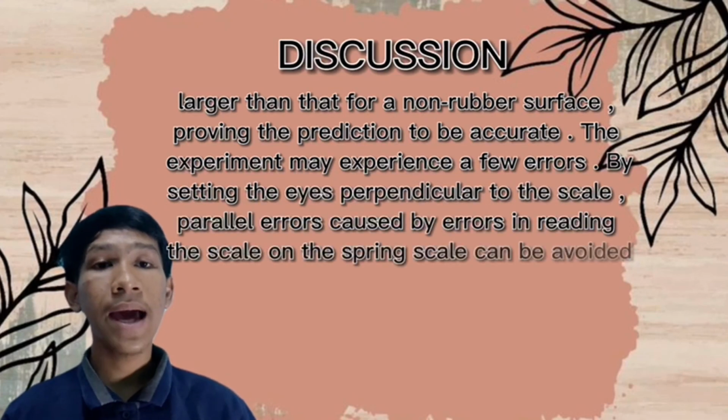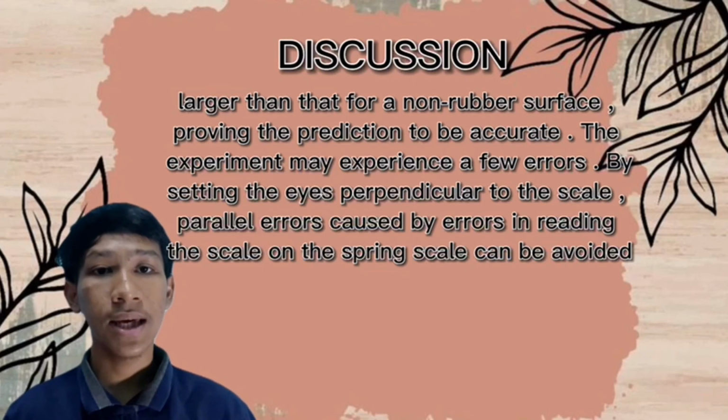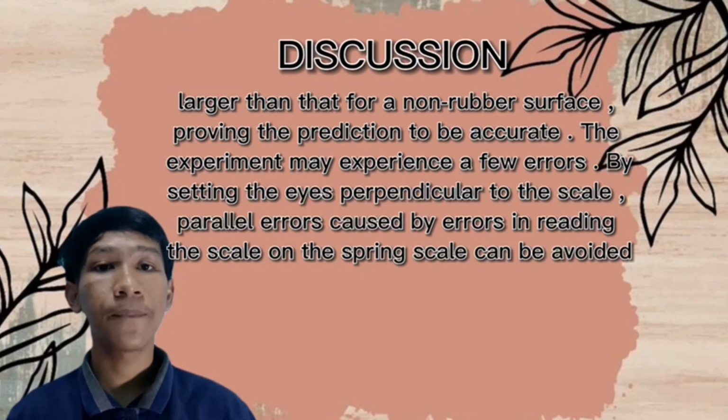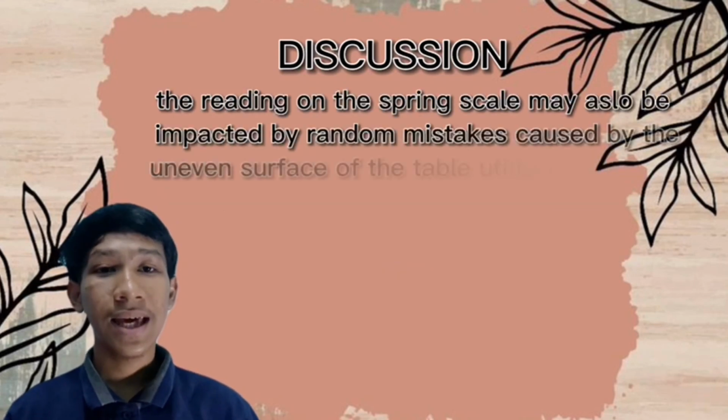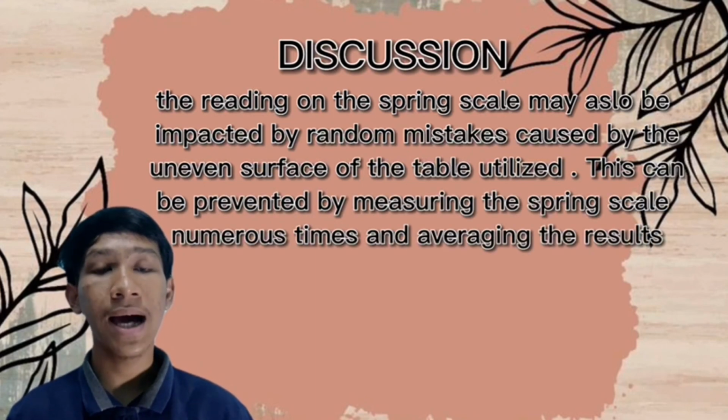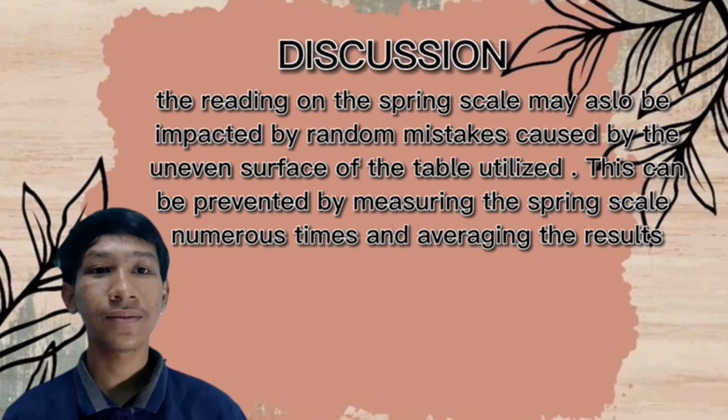The experiment may experience a few errors. By setting the eyes perpendicular to the scale, parallax error caused by errors in reading the scale on the spring scale can be avoided. The reading on the spring scale may also be affected by random error caused by the uneven surface of the table utilized. This can be prevented by measuring with the spring scale numerous times and averaging the result.